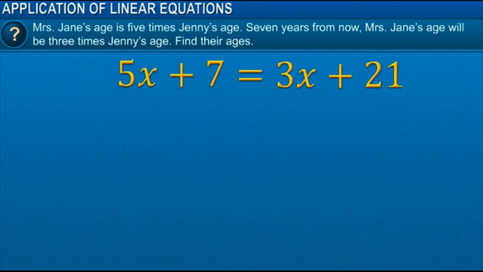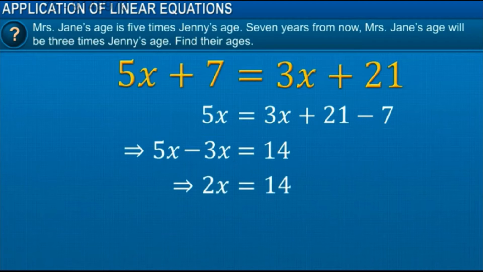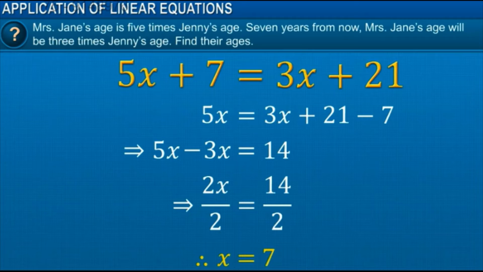Let's now solve the equation. First, we transpose 7 to the right-hand side. We get 5x is equal to 3x plus 14. Now, to get the variables on one side, we transpose 3x from RHS to LHS. Because, just like numbers, variables can also be transposed from one side of an equation to the other. Simplifying LHS, we get 2x is equal to 14. Now dividing both sides of the equation by 2, we find that x is equal to 7.